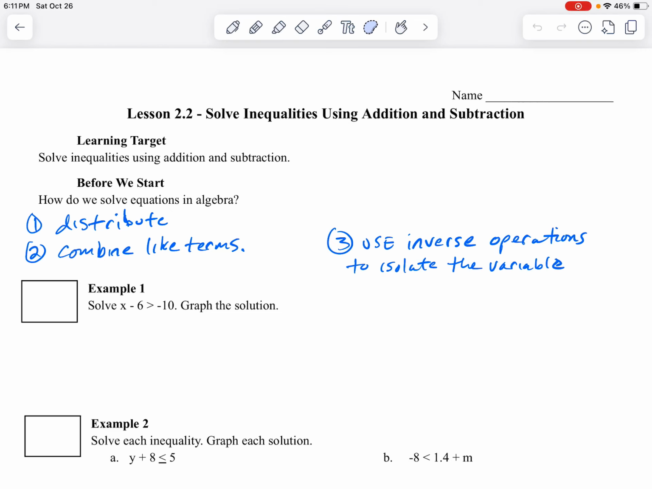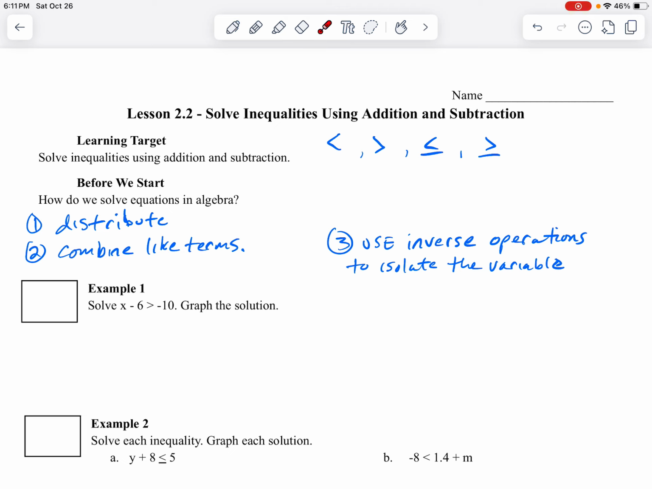This is our video for lesson 2.2, and this is where we're going to start solving inequalities using addition and subtraction. So remember, if we have an inequality, that means we've got either less than, greater than, less than or equal to, or greater than or equal to. So that means we're using one of these four symbols in our equations instead of an equal sign.